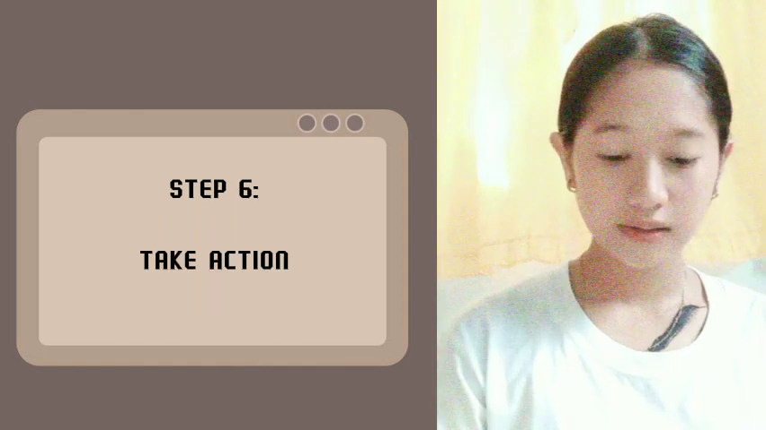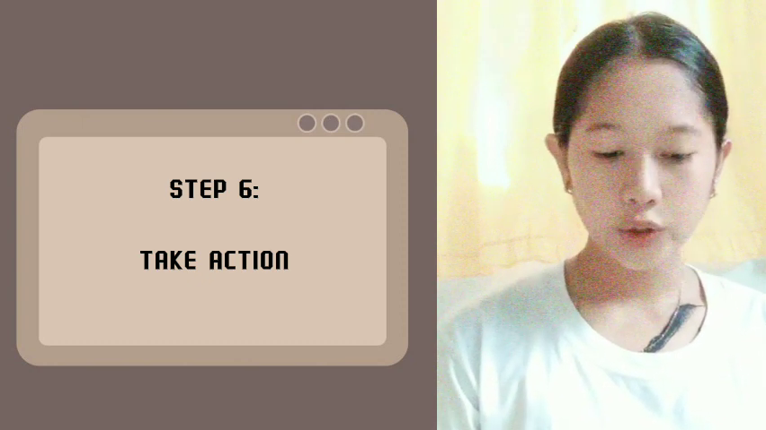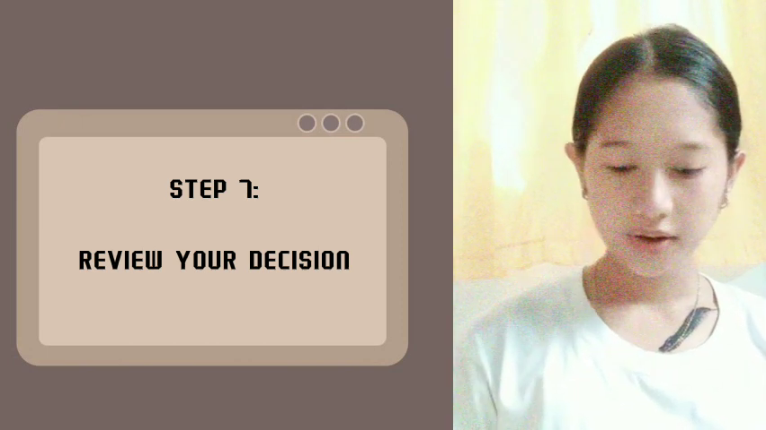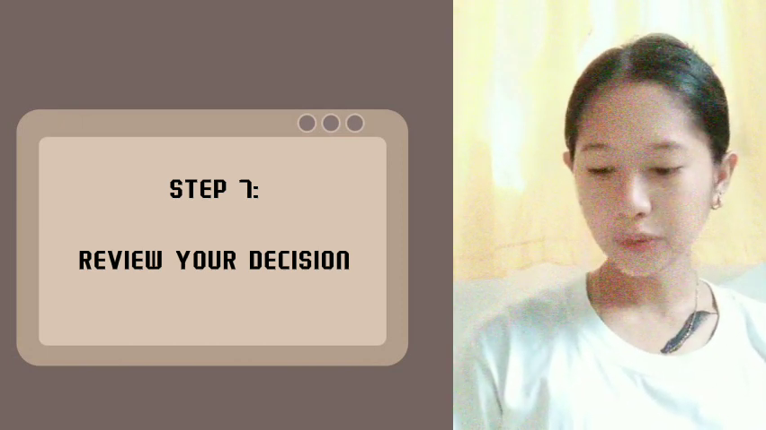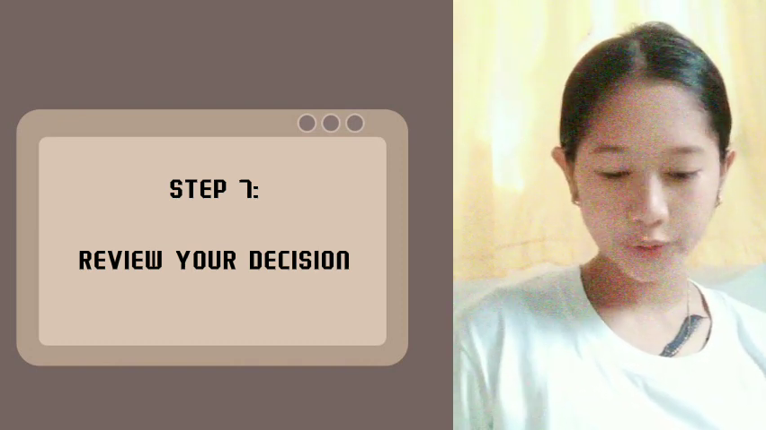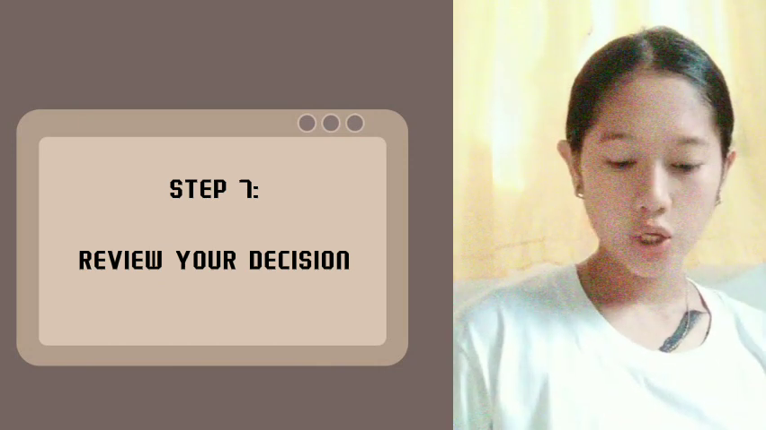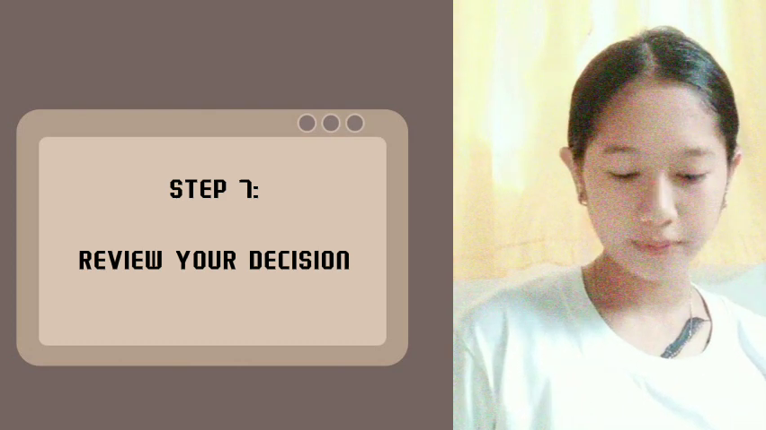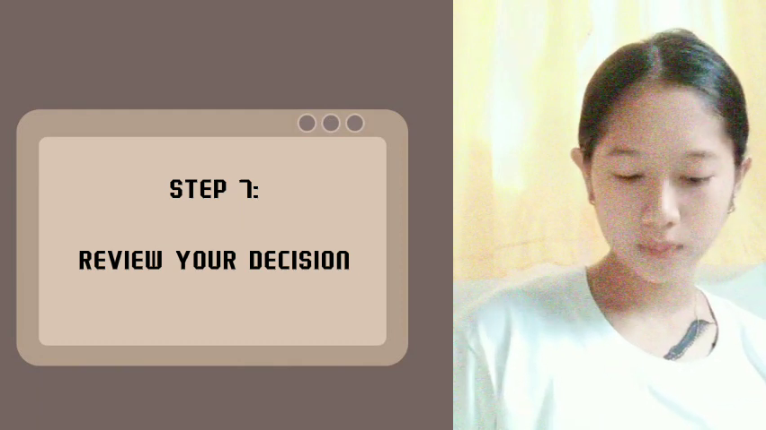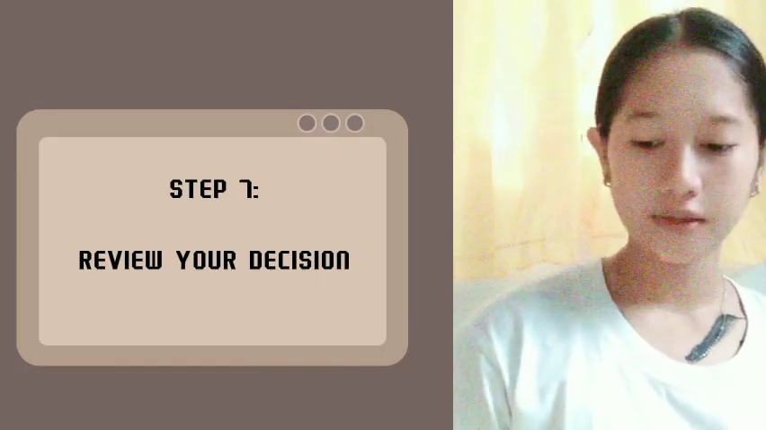In step 6, you begin implementing the alternative you chose in step 5. Step 7, consider the results of your decision making. Evaluate whether or not it has resolved the need of your problem, which you identified in step 1. If not, you may repeat certain steps of the process to make a new decision. For example, gather more detailed or somewhat different information or explore additional alternatives.